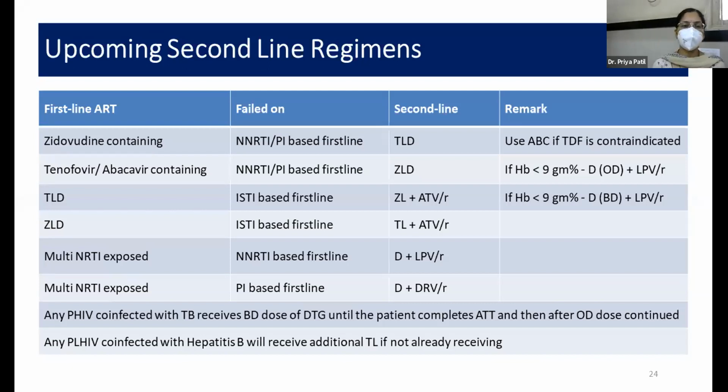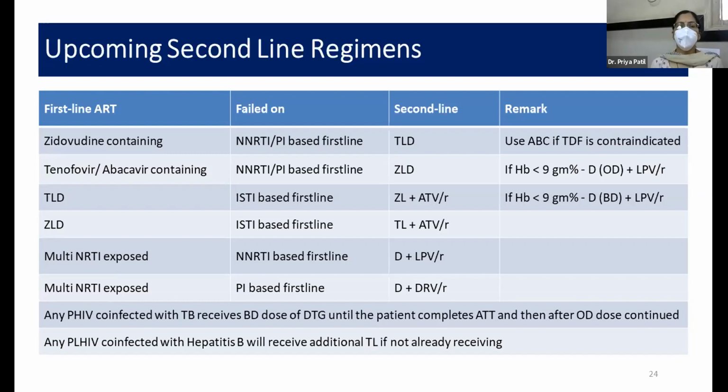Now, if the first line was tenofovir or abacavir containing, like tenofovir TLE regimen or abacavir lamivudine efavirenz, or PI based first line as well, TL LPVR was the first line, then the second line regimen will be ZLD, that is zidovudine lamivudine with dolutegravir. But if the HB is less than 9 grams, in that situation, dolutegravir with lopinavir will be the alternate regimen.